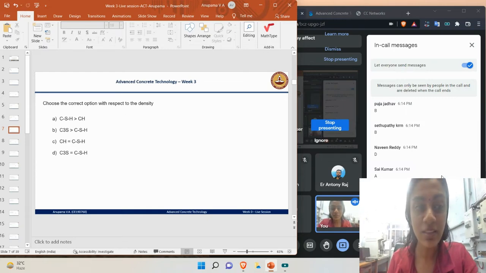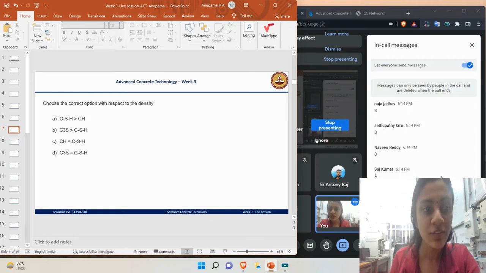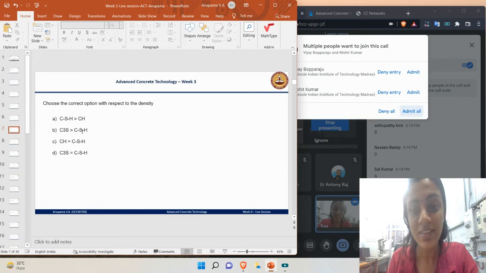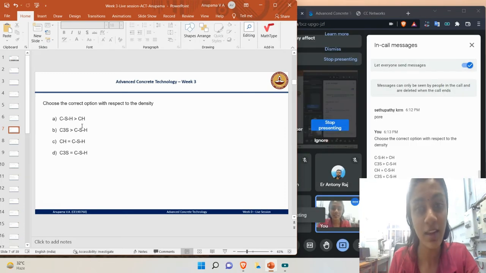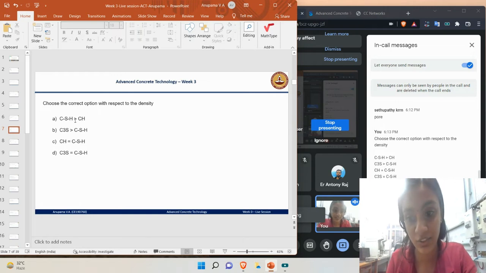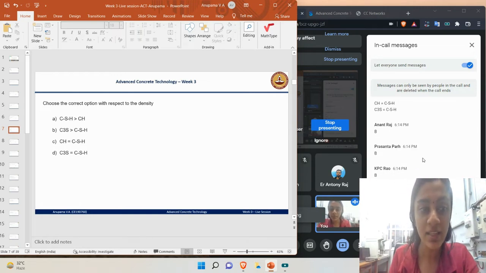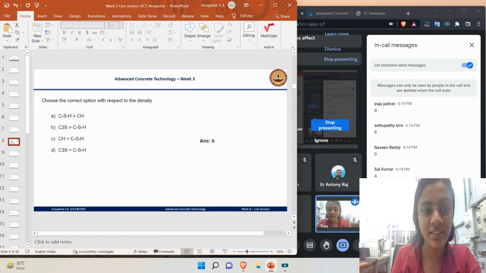I would like to remind that CSH structure is not a well defined crystalline structure. It is a layered structure with water or pores filled with water inside, which makes the density much lesser. So from all these options, what makes sense is C3S having a higher density than CSH. CSH will definitely not have a higher density than Portlandite because Portlandite has a crystal structure, CSH is having a layered structure. So the correct answer is B, C3S having a higher density than CSH.